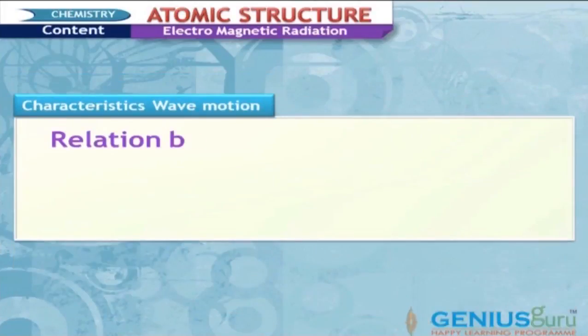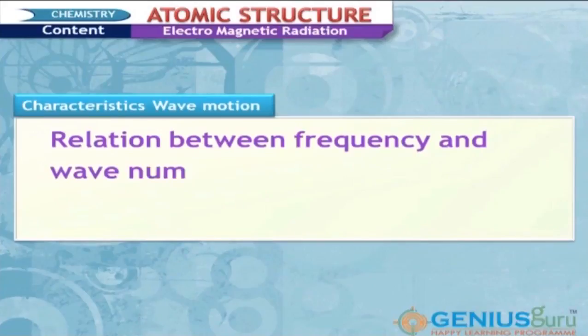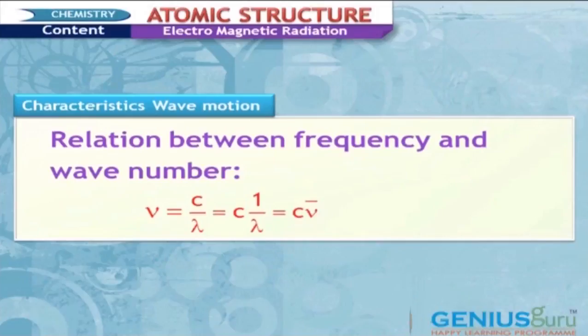Coming to the relation between frequency and wave number, we know from our previous definition of frequency that nu is equal to c by lambda. This formula is already known from the frequency discussion. So c by lambda can be written as c into 1 by lambda, and this 1 by lambda is denoted by nu bar. Therefore, nu is equal to c into nu bar. This is the conversion from wave number to frequency, or vice versa.